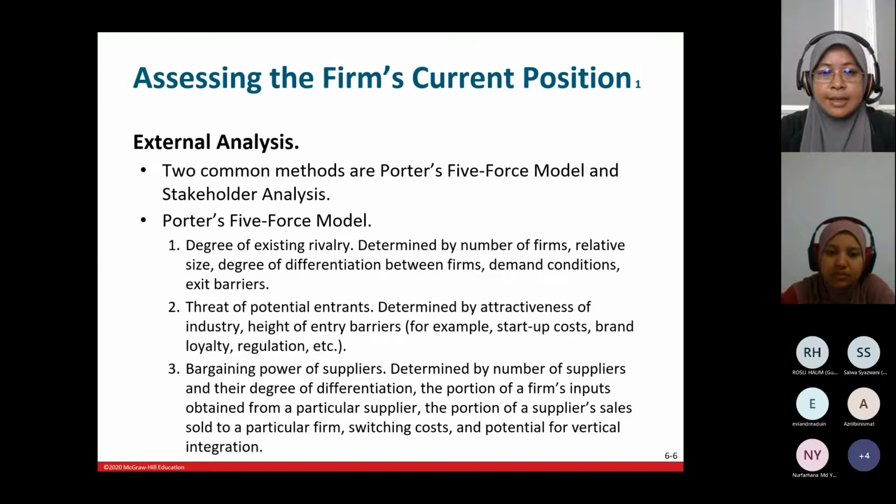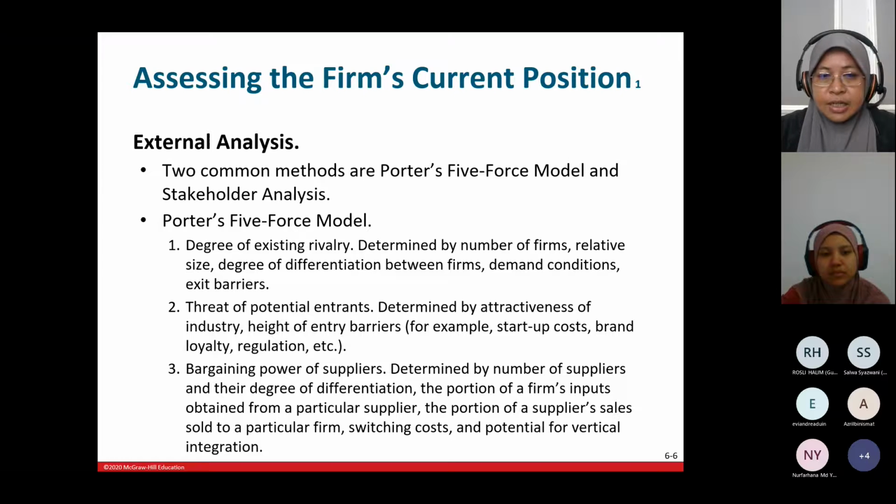Second, threat of potential entrants. It is determined by the attractiveness of the industry and the height of entry barriers. If the industry is very easy to enter, the company can expect lots of rivals in the same industry. But if it is not easy to join, the competition level is lower. So if we are talking about a goreng pisang market, everybody can join. If we are talking about teh ais, it is easy for everybody to join.